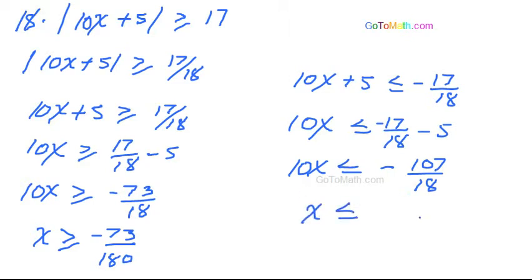Take that 10, bring it down. So it's going to be looking like 107 divided by 180. And that doesn't reduce down any. So negative 107 over 180. Okay, so that looks like that's less than 1. Or anyway, that number there. Okay.